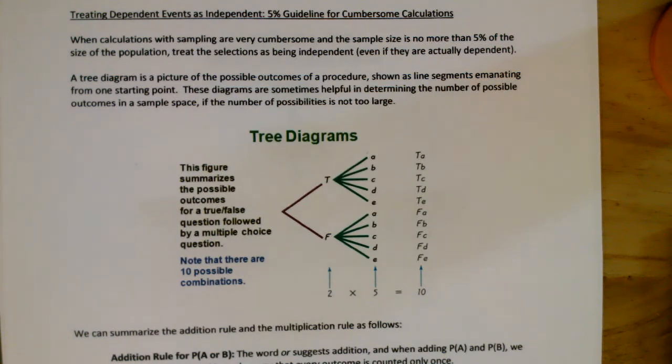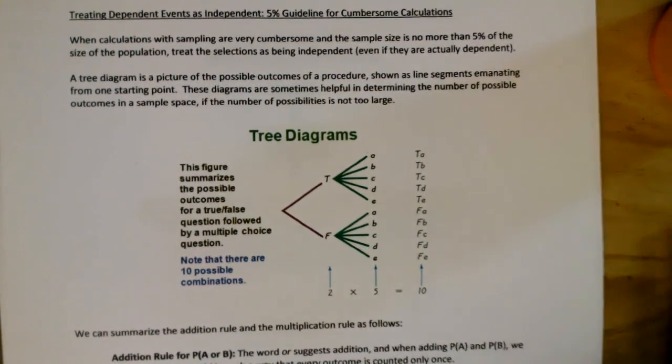In one of the examples that I did in the last video for section 4.1, I had to construct a tree diagram of boys and girls for a family that wanted 4 children. And I had to list all the possible outcomes here. Okay, and this is an example of what that tree diagram looks like. These diagrams are sometimes helpful in determining the number of outcomes in a sample space if the number of possibilities is not too large.